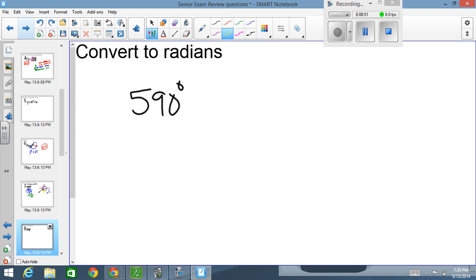Let's do a little conversion to radians. Always remember that if I'm going from degrees to radians, when I multiply, I want degrees in the denominator so I can have degrees cancel, because I'm always converting with either pi over 180 or 180 over pi. So if I go ahead and cancel out these degrees, I want to reduce basically 590 over 180.